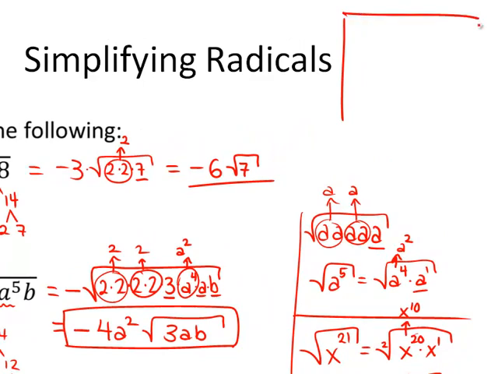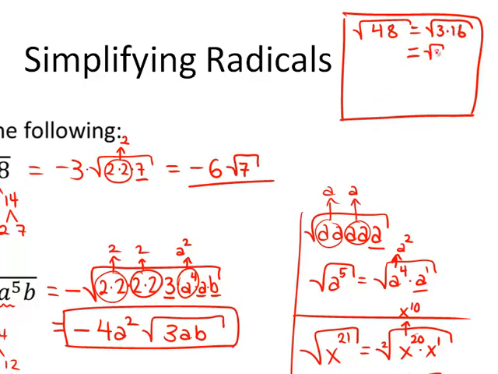Please note that if you are good with seeing perfect squares within numbers, you can go ahead and do that right away. So say you had to take the root of 48, and you knew that 48 is 3 times 16, then you could go ahead and say, well, that's the square root of 3 times the root of 16, and that's the same as 4 root 3.